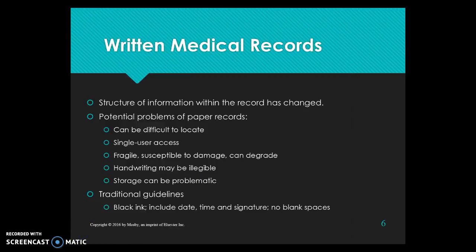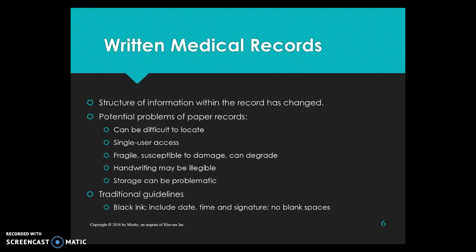The paper-based medical record has served clinical practice for many years. It's all I knew when I started nursing. But the formal structure of the information within the record has changed significantly over time. It's moved from an unstructured or semi-structured chronological record of events to a problem or task-oriented structure. It may be difficult to locate a particular chart because it's being used by someone else, it's in a different department, or it's misfiled. So definitely some challenges to finding those paper charts.